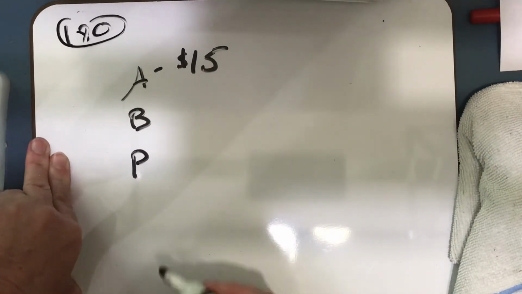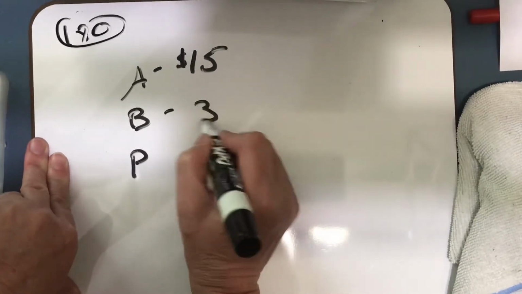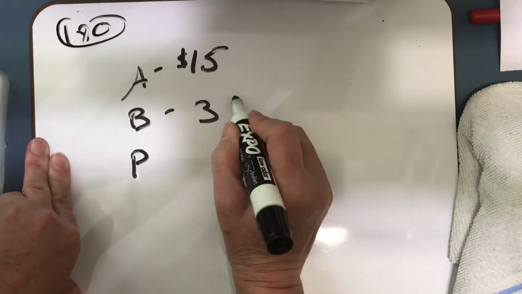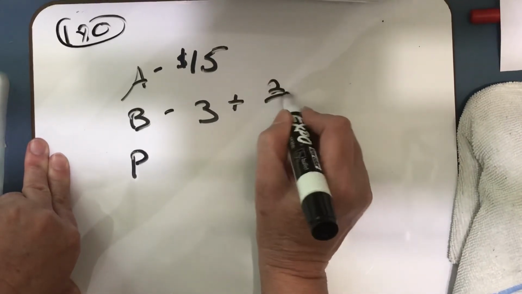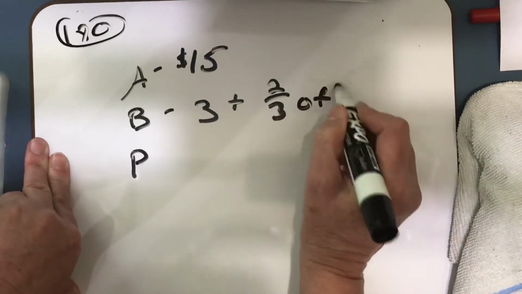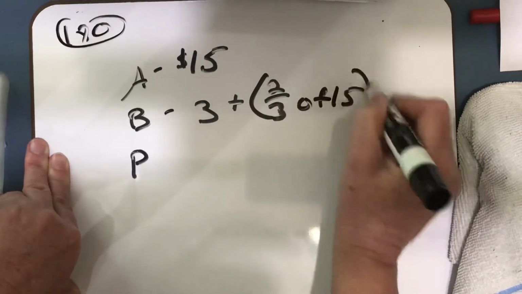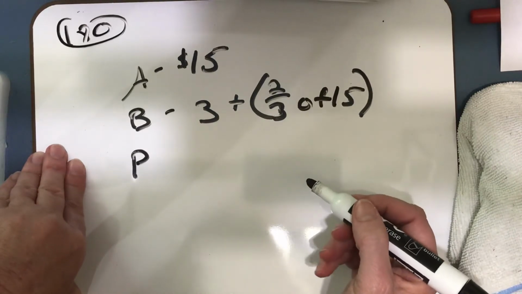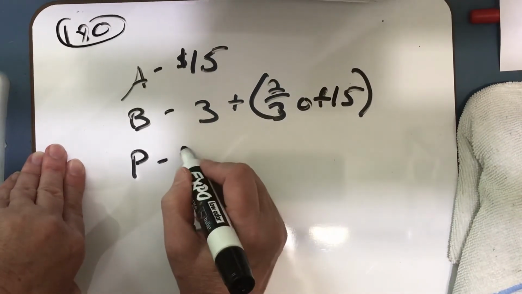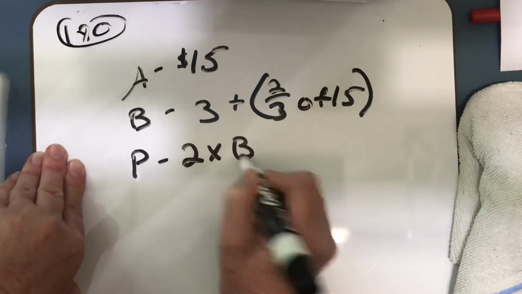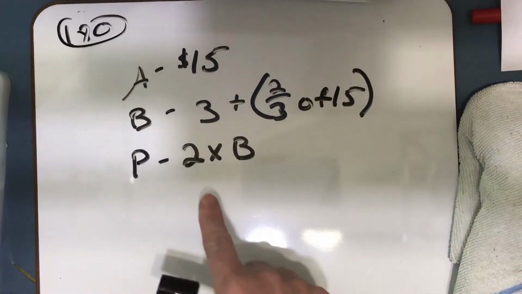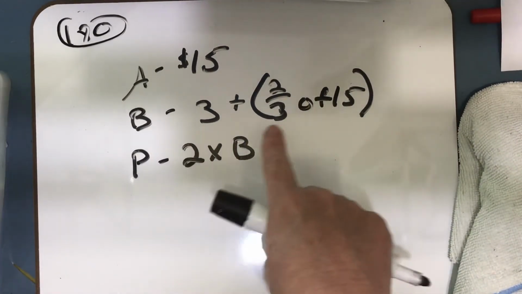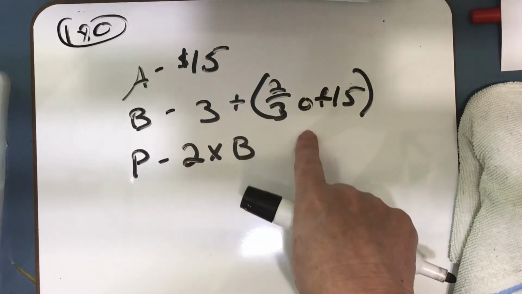Okay, and then it says that Brendan has 3 more than 2/3. So 3 plus 2/3 of 15. So we have to find 2/3 of 15. And then Parker has 2 times as much as Brendan. So 2 times Brendan. So before we can find Parker, we have to find Brendan. Okay, he has 3 plus 2/3 of 15.